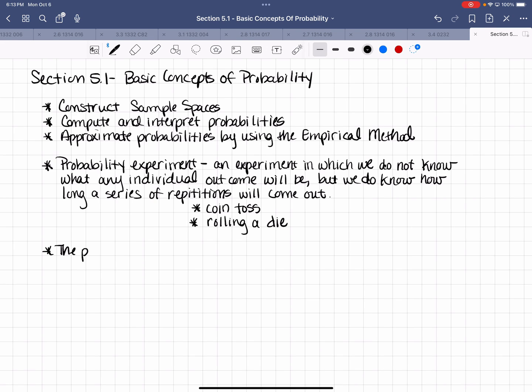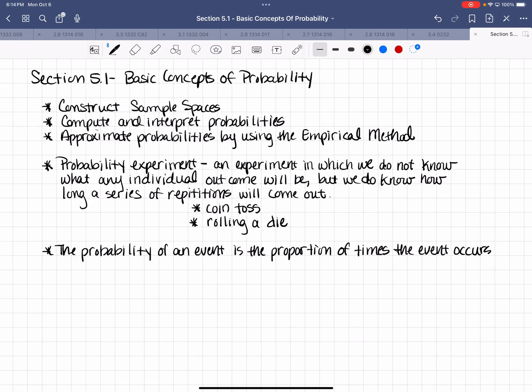The probability of an event is the proportion of times the event occurs in the long run, as a probability experiment is repeated over and over.